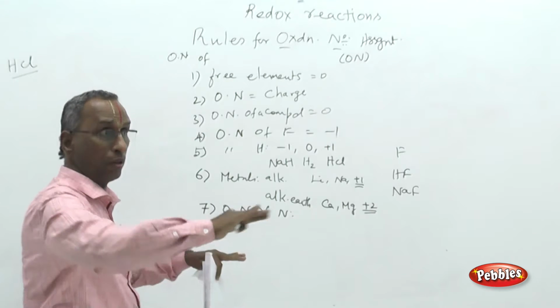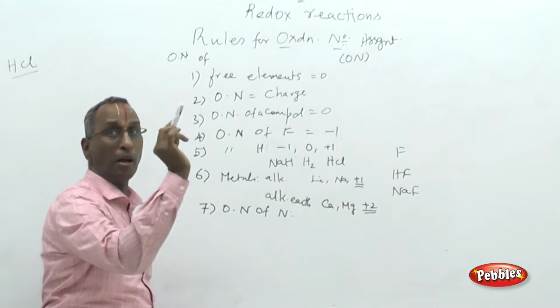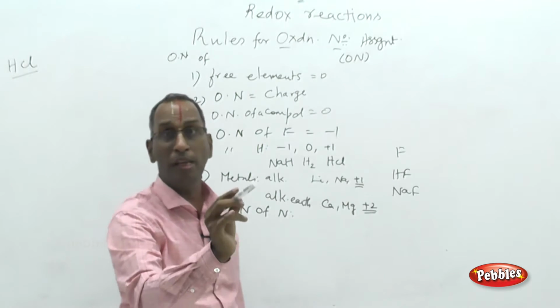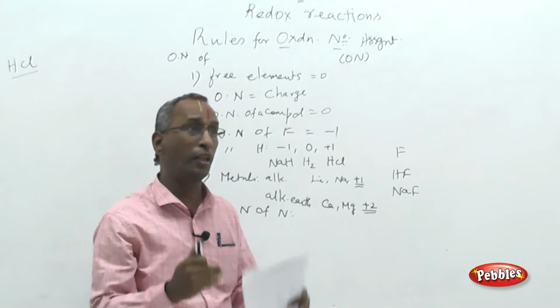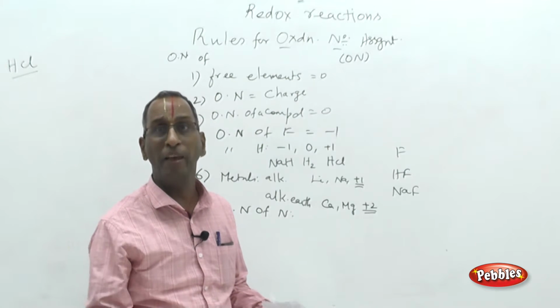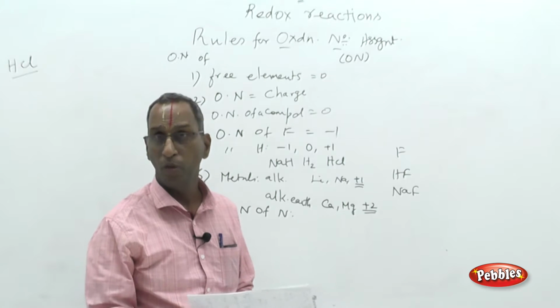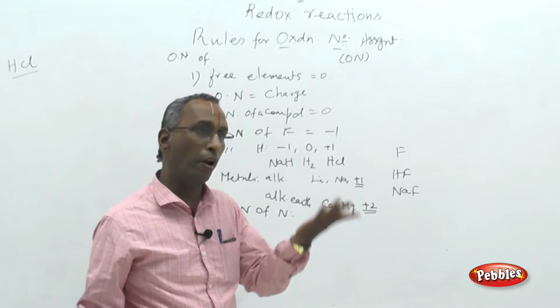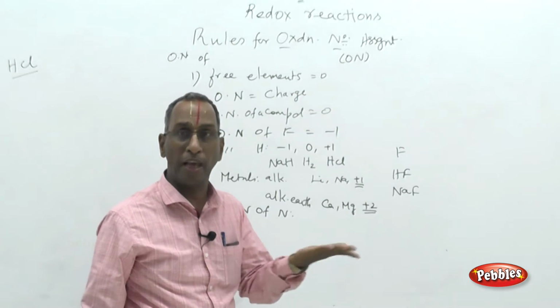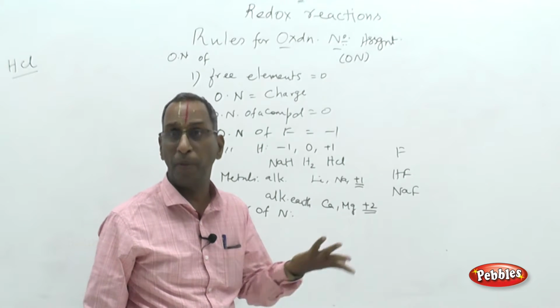But in this period, nitrogen comes in the middle. So mostly it forms compounds by sharing. In typical cases, it may lose or gain. So once again, the number of electrons gained or lost cannot exceed 3 or 2 depending upon the case.